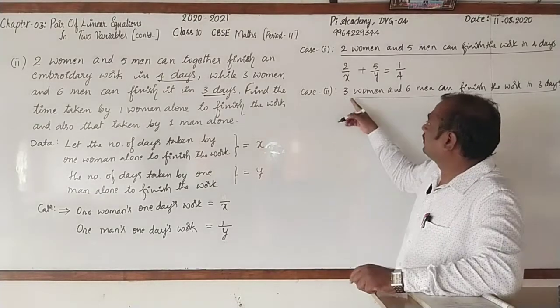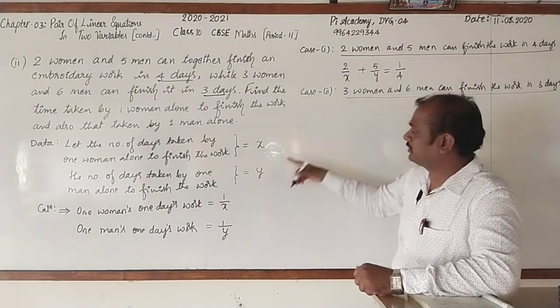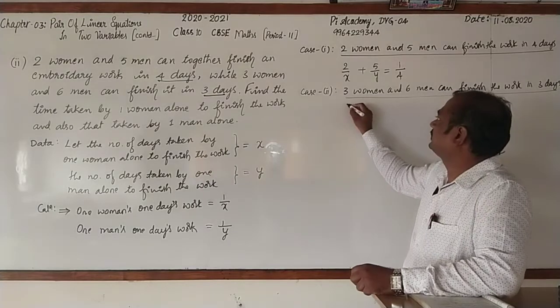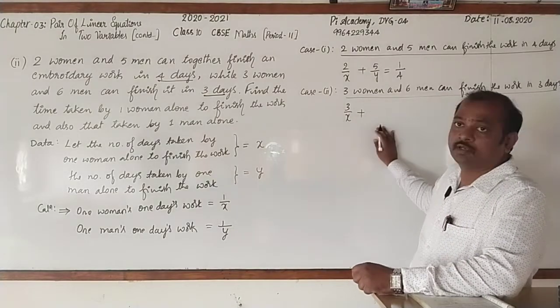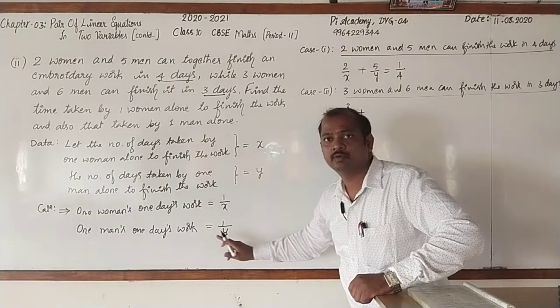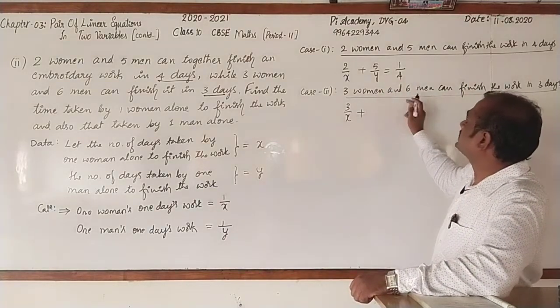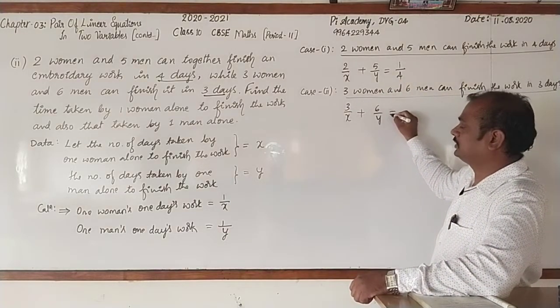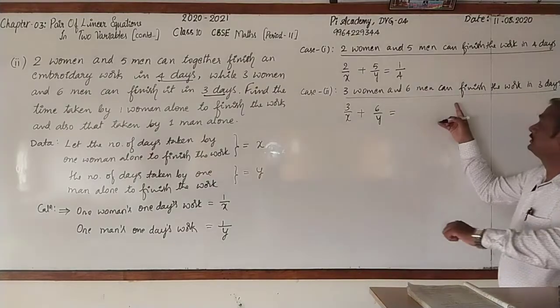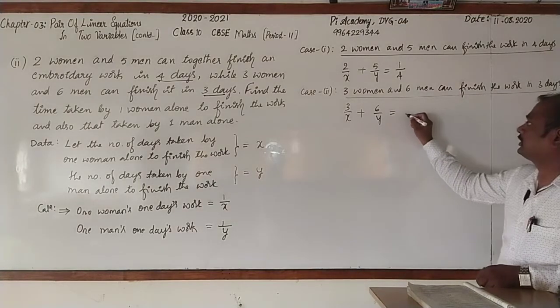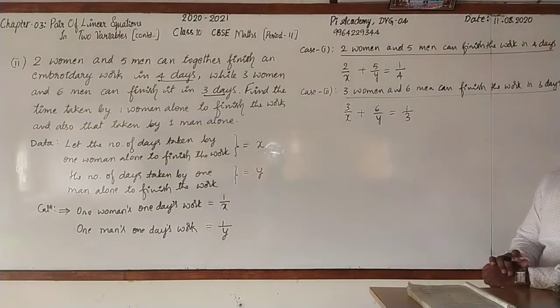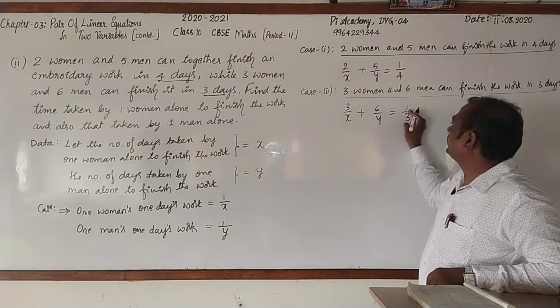Now, 1 woman's 1 day's work, 1 by X. 3 women, 3 by X. Next, 1 man's 1 day's work, 1 by Y. Then 6 men, 6 by Y. Altogether, how many days? It is 3 days. Out of 3, we are calculating for 1 day. Clear? Yes, we got 2 equations.